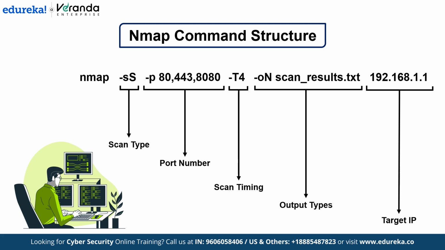The last is the target IP. This is one of the most critical and mandatory pieces of information. Without a target, Nmap does not know where to look. The target can be a single IP, a range of IPs, or even a host name. By understanding these elements, you'll have complete control over your scans, tailoring them to meet your exact needs.